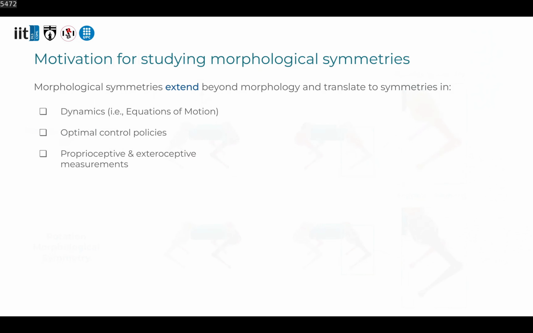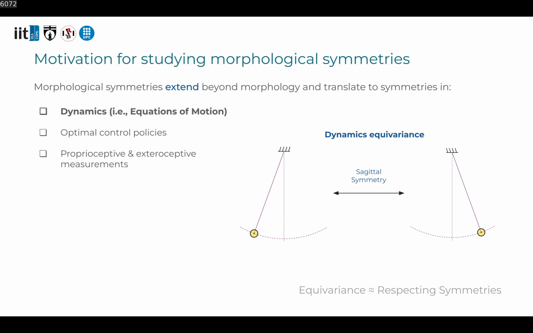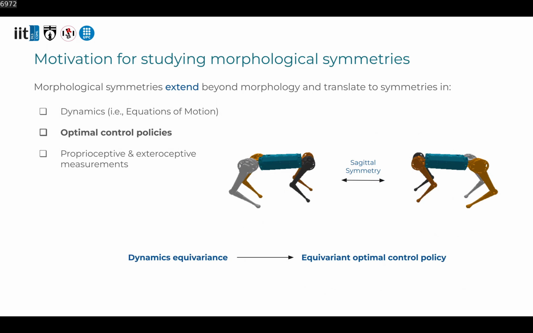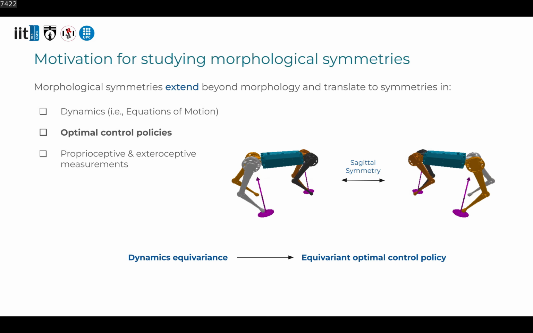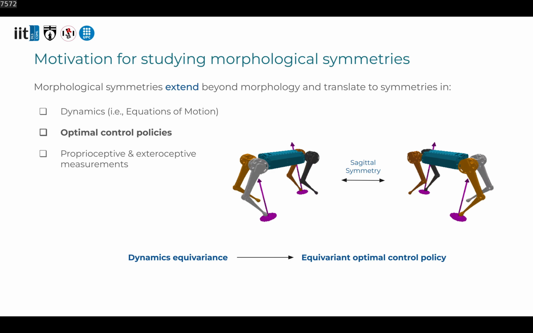but also extend to symmetries in the system dynamics, optimal control policies, and all proprioceptive and exteroceptive measurements. The symmetries in dynamics become apparent through the equivariant nature of the system equations of motion. Simply put, this implies that any set of motion trajectories originating from symmetric states will remain related by the symmetry transformation through time. For control systems, equivariant dynamics implies equivariant optimal control policies. As before, this implies that any set of optimally controlled trajectories originating from symmetric states will remain related by the symmetry transformation through time.